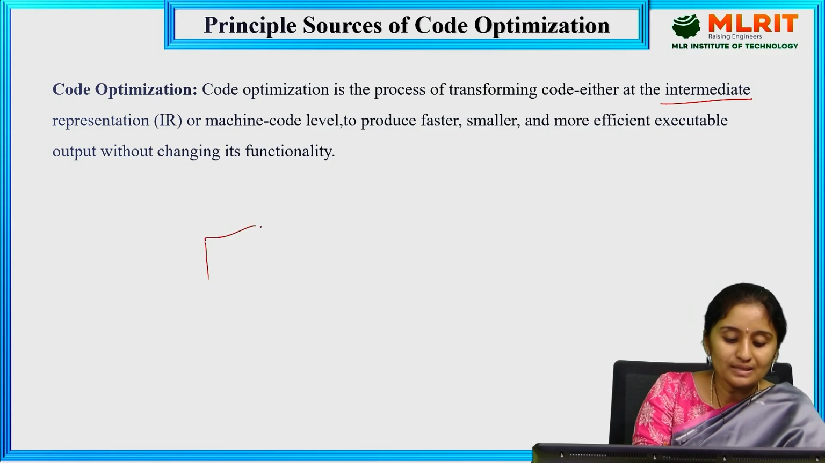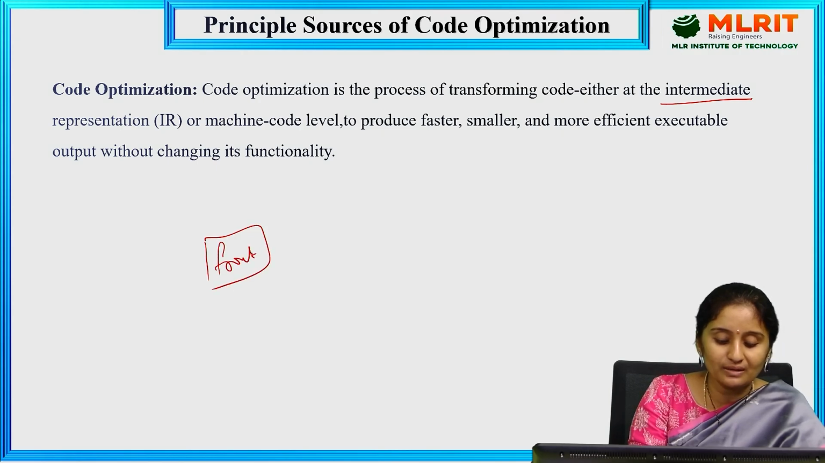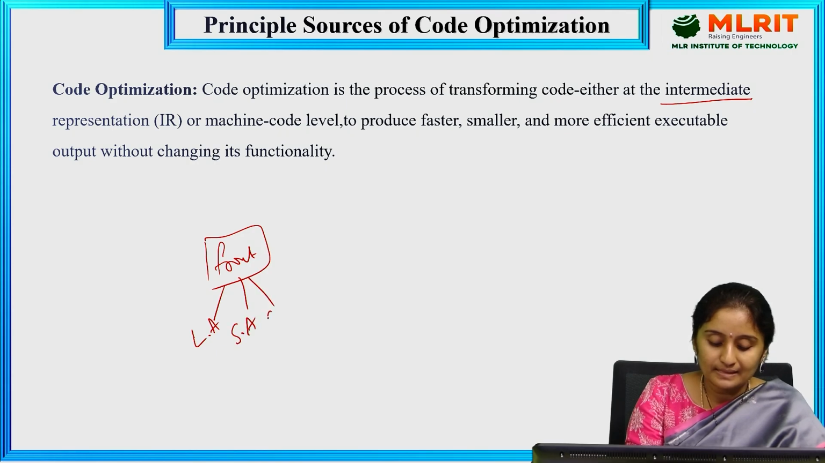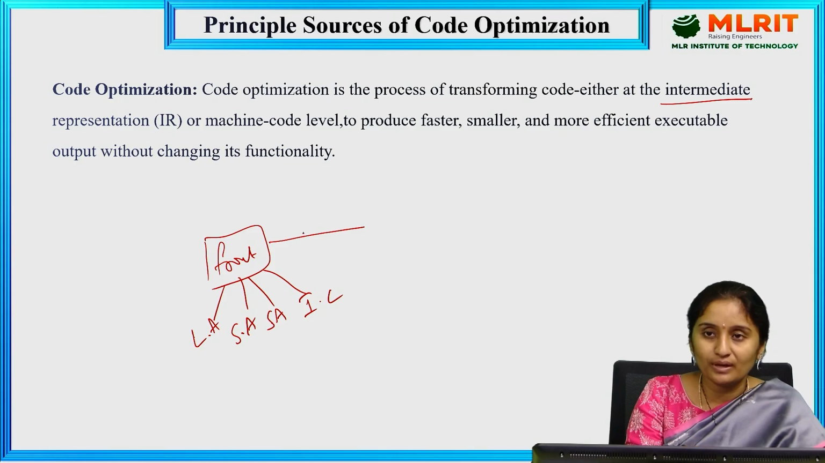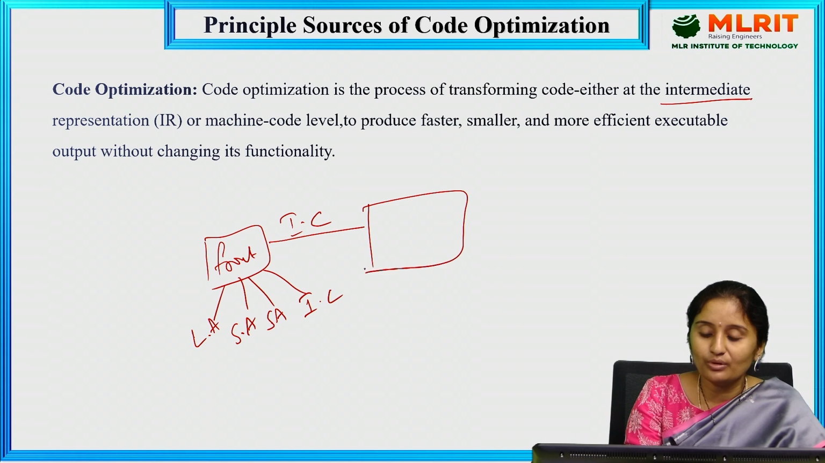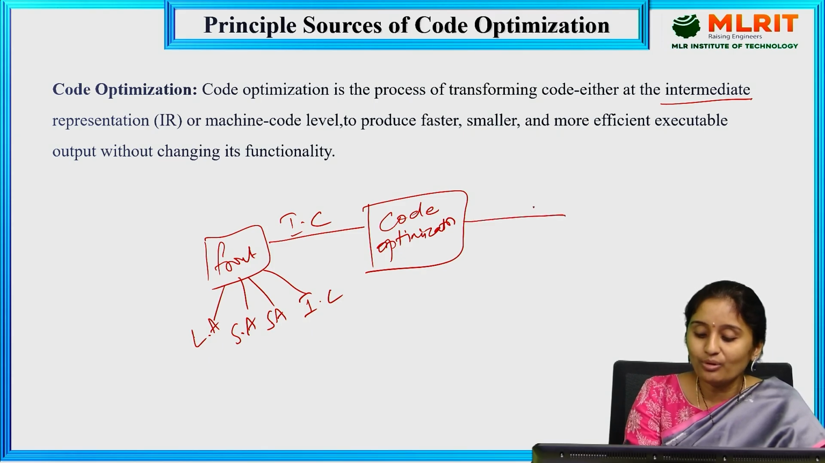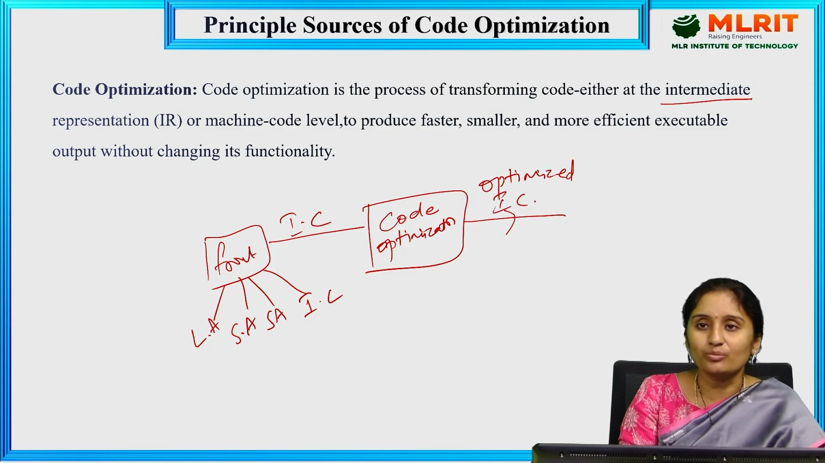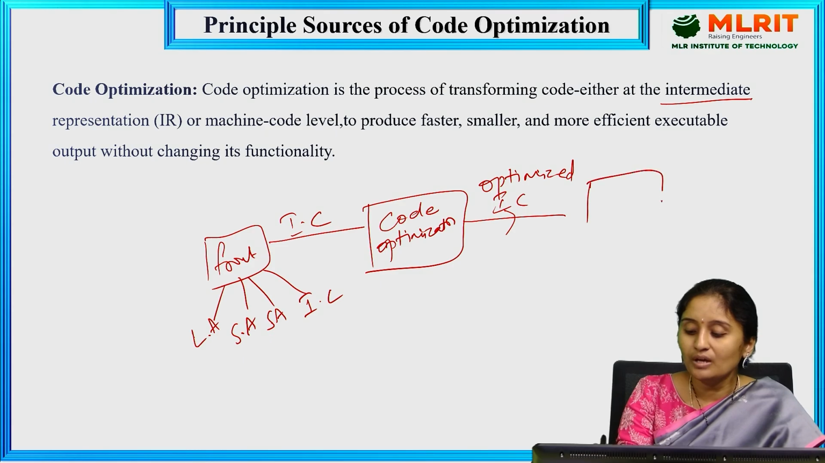See here, we have the front end. The front end has four phases: lexical analysis, syntax analysis, semantic analysis, and intermediate code. The output from the intermediate code is given as the input to the code optimization. Then the code optimization generates the output as optimized intermediate code, which goes to the code generator.